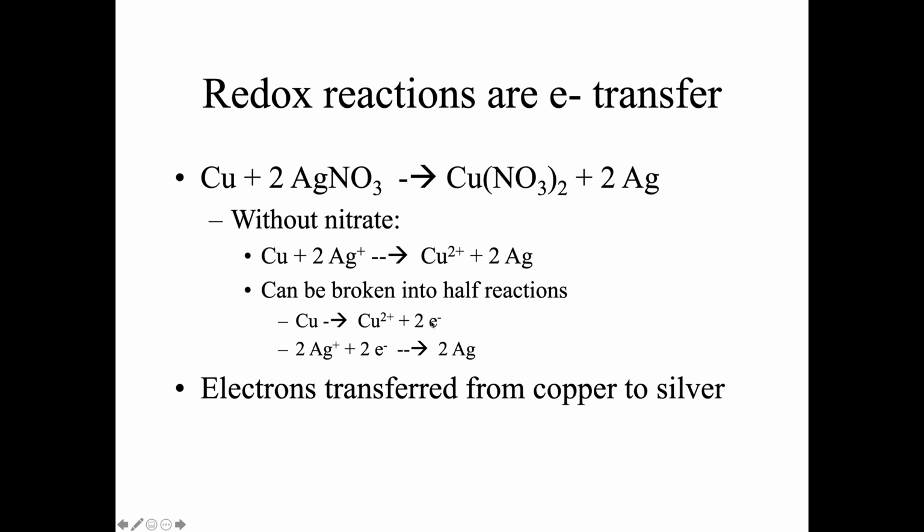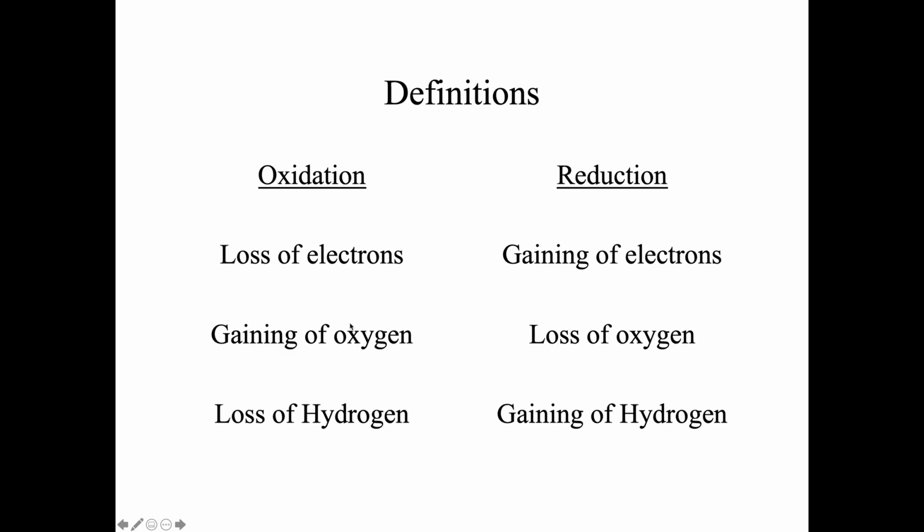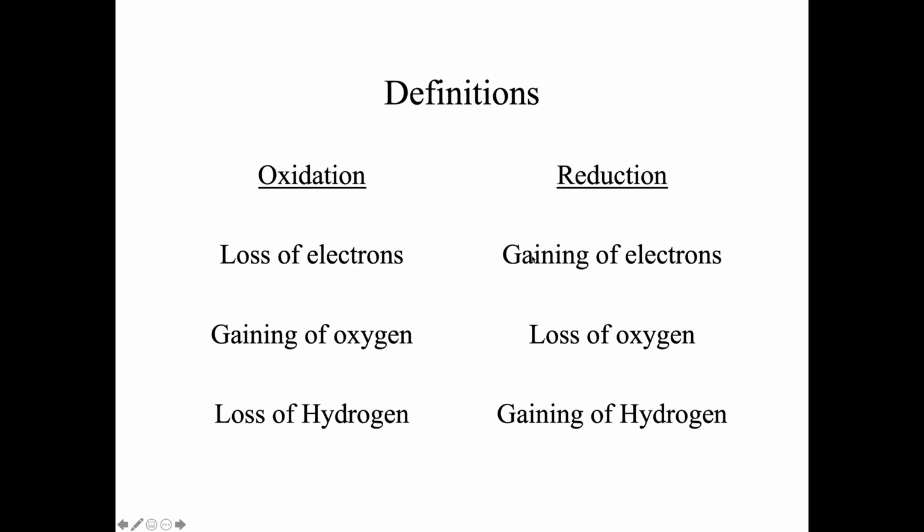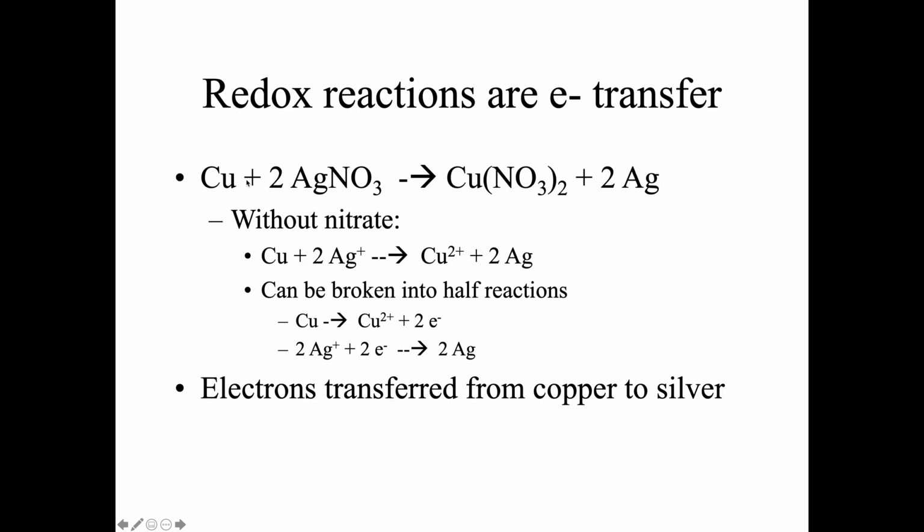To do that, it loses 2 electrons. So remember, if you go back a slide, oxidation is loss of electrons, so the copper is being oxidized. Silver ion is gaining 2 electrons and becoming silver metal. So that means the silver, if we go back a slide, is gaining electrons, so it's being reduced. If you actually did this reaction in a container, you'd see copper metal would start growing little bits of silver that would plate out on the surface of the copper. So what's going on here is electrons are being transferred from the copper to the silver.